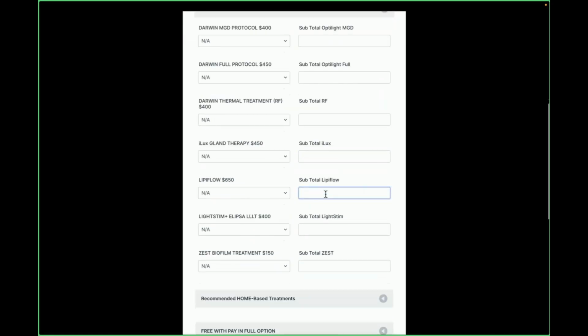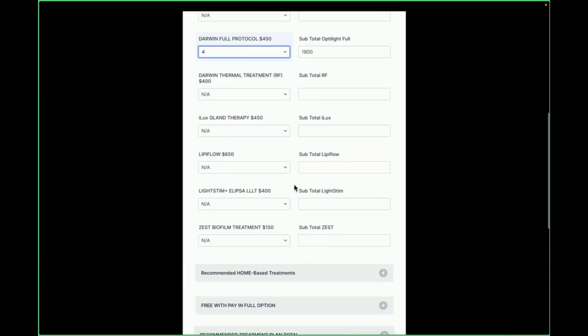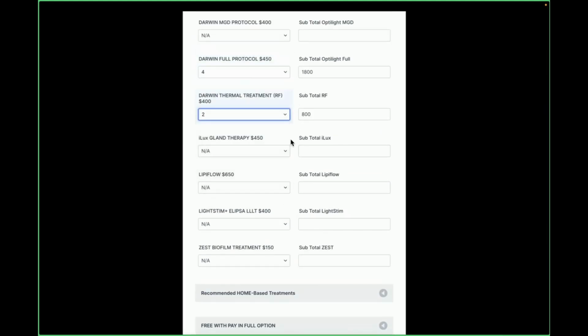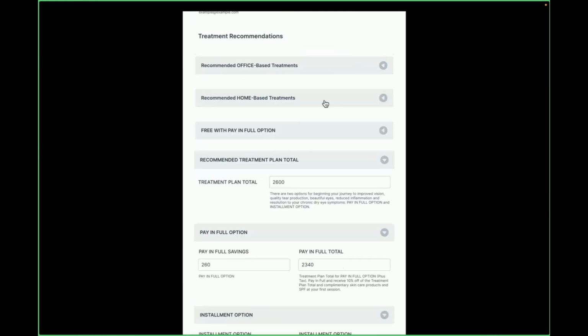So if we click on this, we'll see here's all my in-office treatments. So I can do, let's say we need 4 IPLs. Let's say we also need to have 2 RFs. Well, that's all the in-office treatments. We can close that. Now let's look at home-based treatments.